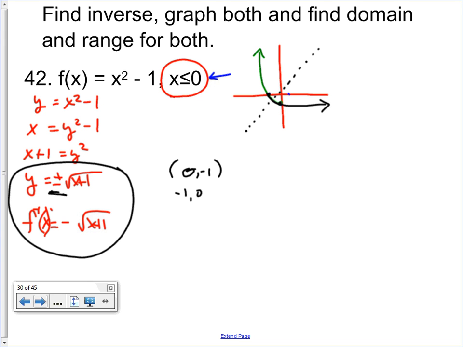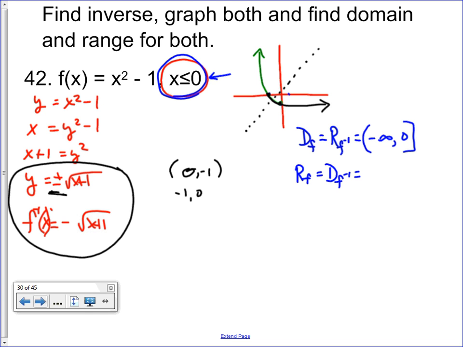And now I need domain and range. So the domain of the original is this that's in the circle right here. There's the domain of the original. So my original domain of f, which is going to be the range of f inverse, okay, there's that trick, is from negative infinity to 0. Negative infinity to 0, including 0? Yes, it includes 0.